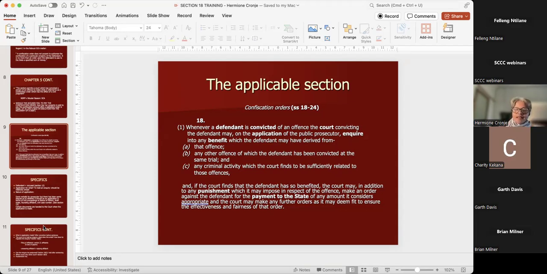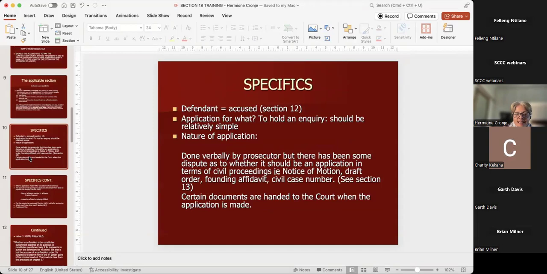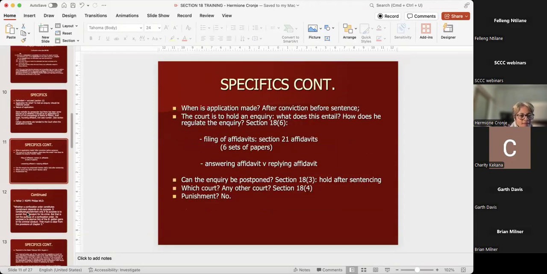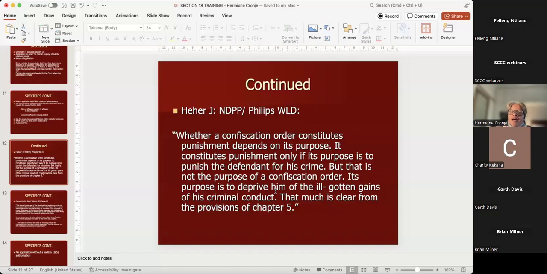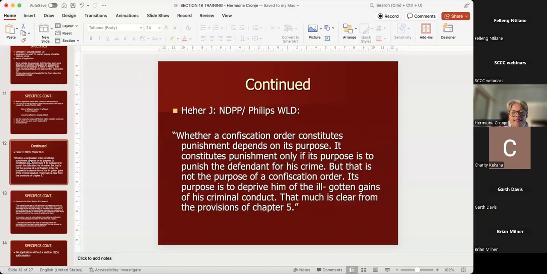Yeah, so I think there are a couple of things we need to look at here. The first issue is this issue of punishment. It is in addition to any punishment. Initially, there was a lot of concern around double jeopardy or double exposure to punishment, because the accused is sentenced to a period of imprisonment, and then in addition there'll be the value of the benefits declared forfeit to the state.